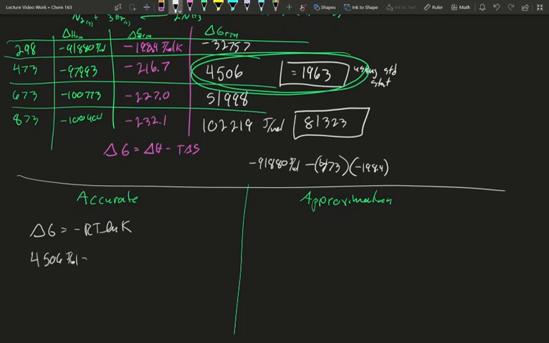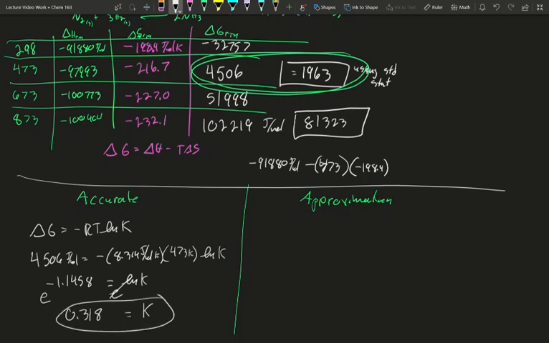4,506 joules per mole is going to equal negative 8.314 joules per mole Kelvin, temp, well, we're saying this is 473 Kelvin, ln of K. Rearrange, solve for the ln of K. Negative 1.1458 is the ln of K. E to both sides, our K value would be 0.318. So a fair amount of products, not dominated by products, but definitely not all reactants.